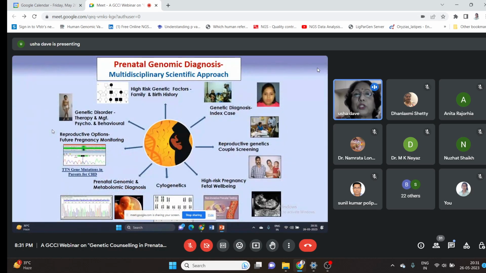So prenatal genomic diagnosis is, in the end, if you see carefully, a multidisciplinary scientific approach. Along with the family, you have to have a reproductive specialist to do the procedure. You have to have a good radiologist or a fetal specialist to do it accurately. You have to have a good laboratory scientist around you for interpretation and bioinformatics.